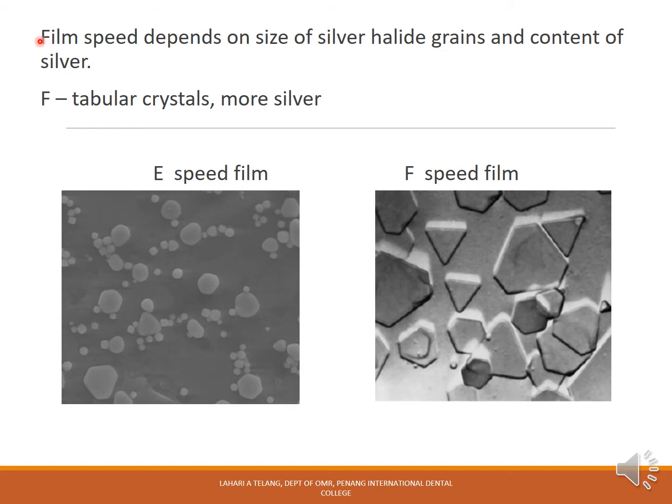Now, the reason why film speed is categorized as F or E depends on the size of the silver halide grains and the content of the silver in them. So, what makes F speed films faster, or why is it that an F speed film requires lesser time of exposure in comparison to E speed film, is because of the presence of tabular crystals and hence more silver. So a tablet form of a crystal or a tabular crystal gives more surface area for absorption than a globular crystal which was seen in the E-speed earlier version of the films.